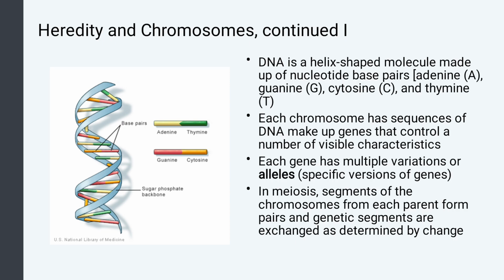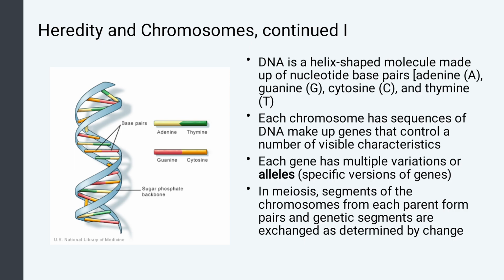So DNA is a helix-shaped molecule made up of nucleotide base pairs: adenine, guanine, cytosine, and thymine. So we have AGCT: adenine, guanine, cytosine, and thymine.